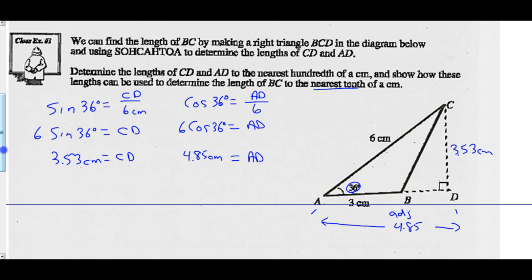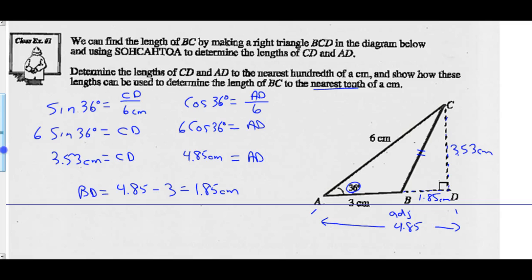So I could find the length of little side BD. 4.85 subtract 3. So side BD should equal 4.85 minus 3. So that gives me 1.85 centimeters. Now that I know two sides in my new triangle here, I can find my third side, side BC, which is what we were looking for.